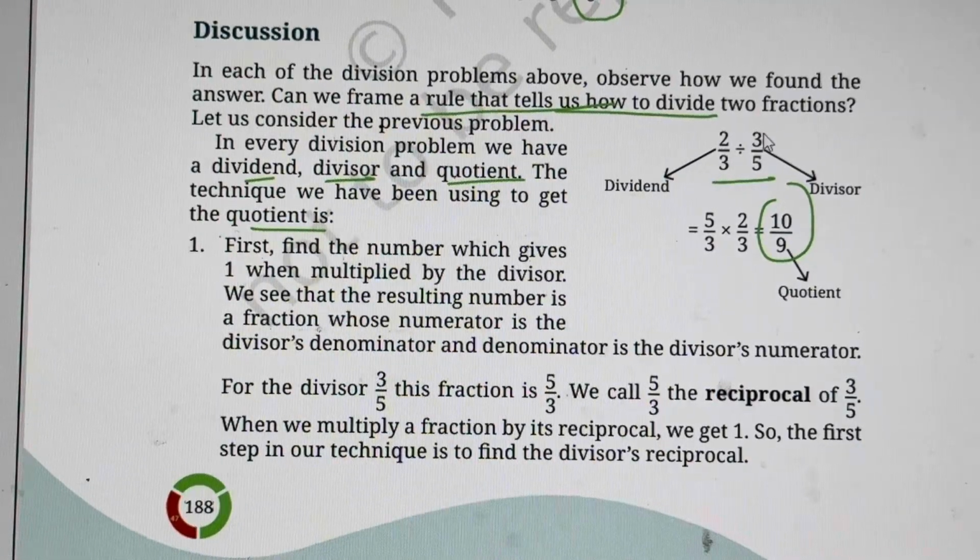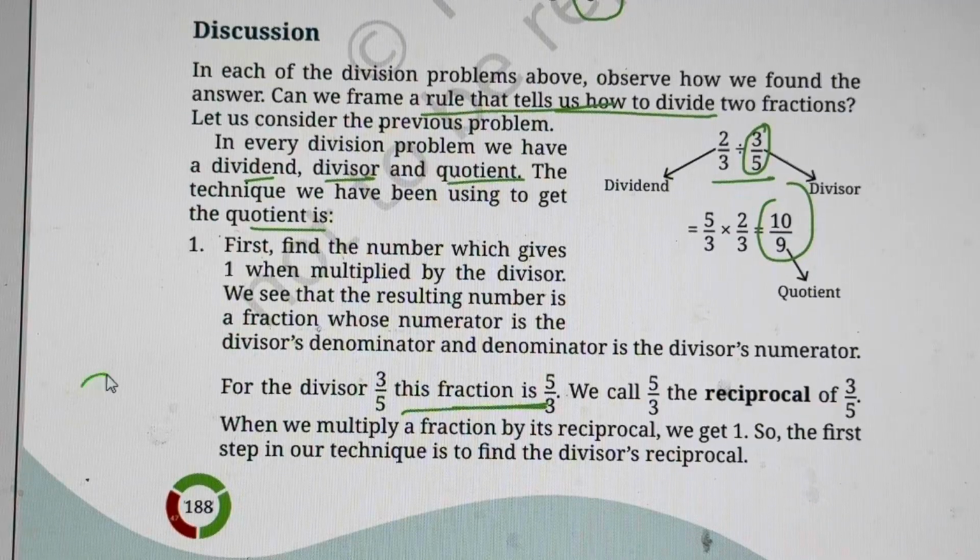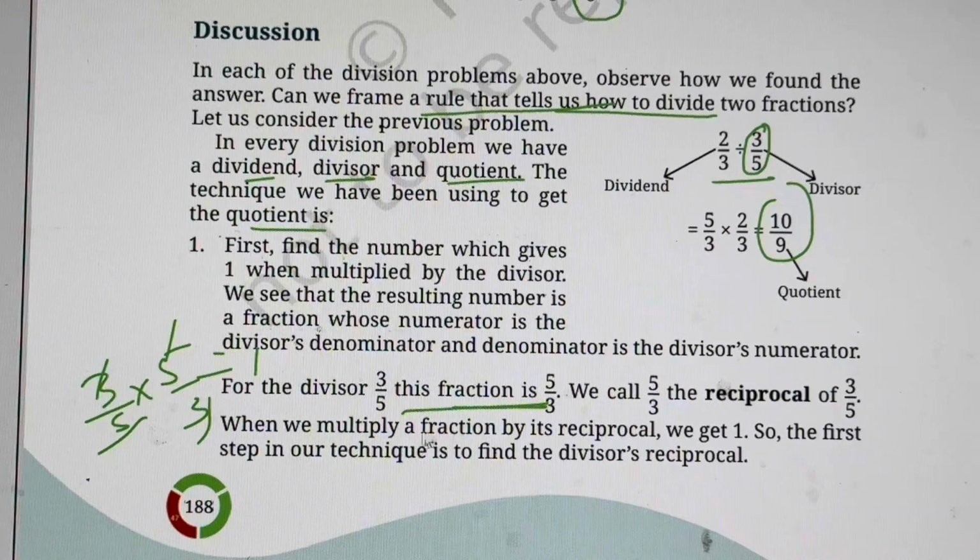Okay, so this 3 upon 5 we multiplied by what? 5 upon 3, right? So how will it give 1? When we swap the numerator and denominator. So 3 upon 5, when it is multiplied by 5 upon 3, 5 gets cancelled, 3 gets cancelled, and we get 1.